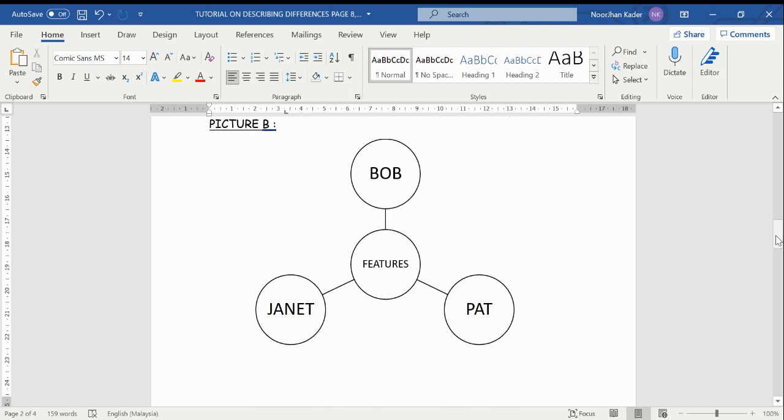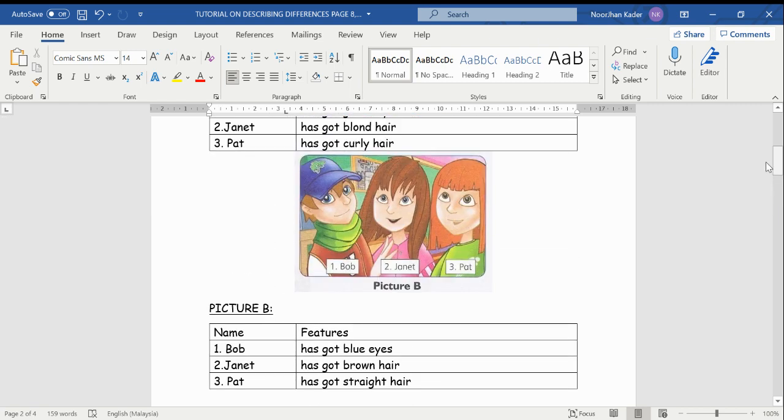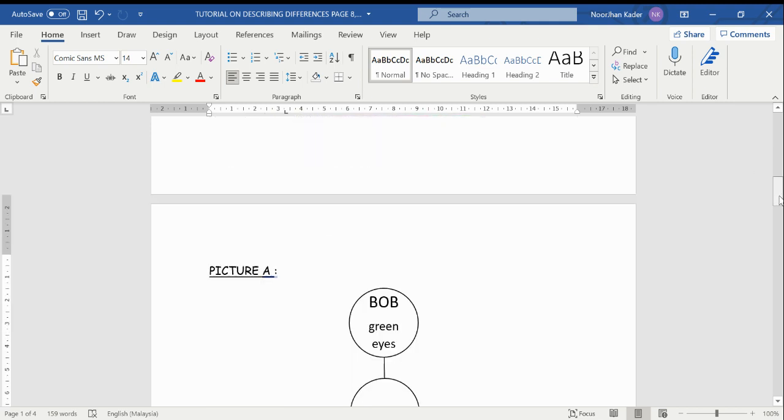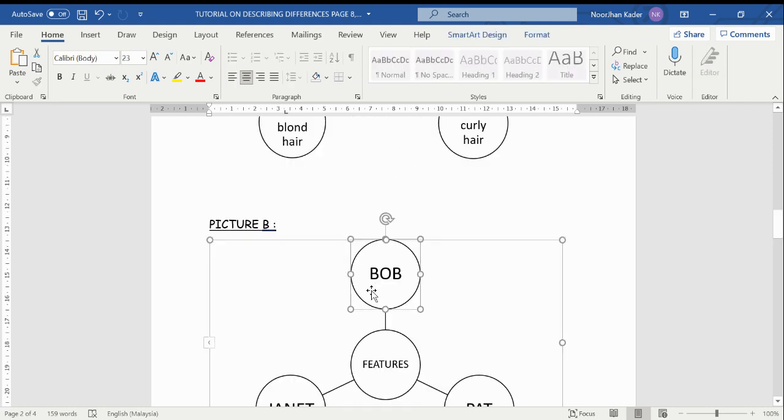Okay, I'm sure that you can't really remember, so we have to go back to picture B and also the table. So let's look again. Bob has got blue eyes, Janet has got brown hair, and Pat has got straight hair. Anyway, we've already written here, but we will come back if we don't remember. Okay, so let's do the second bubble map. So what does Bob have?